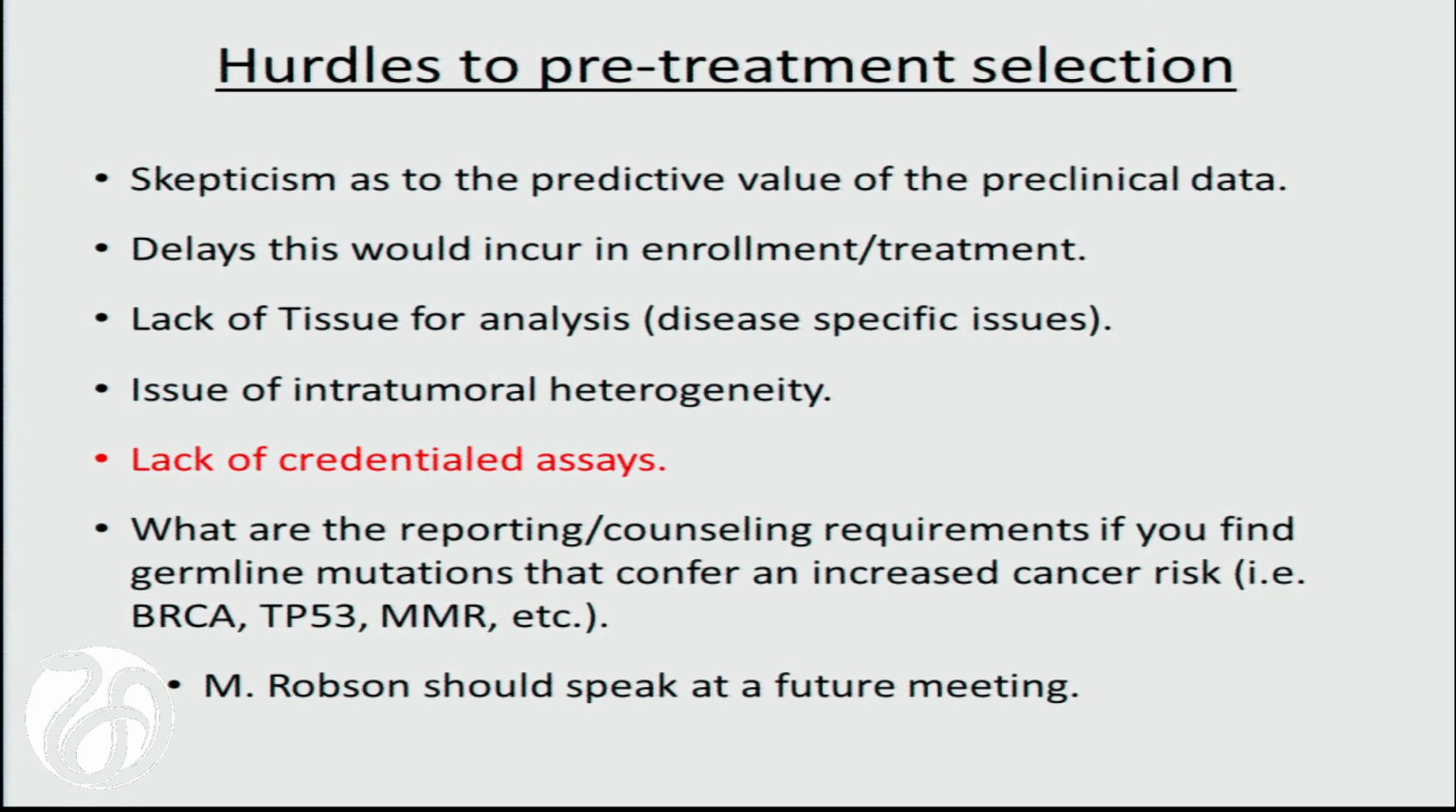And then Levi briefly mentioned this issue of reporting and counseling. As we move to next generation sequencing, we're inevitably going to find germline alterations that predispose patients to cancer. And the question is, how much of that information has to be returned to patients, in what way, and do we need medical geneticists and counselors to be involved in this process if we do find these potential risk alleles.